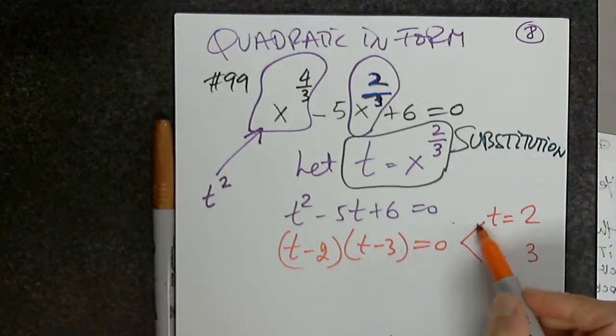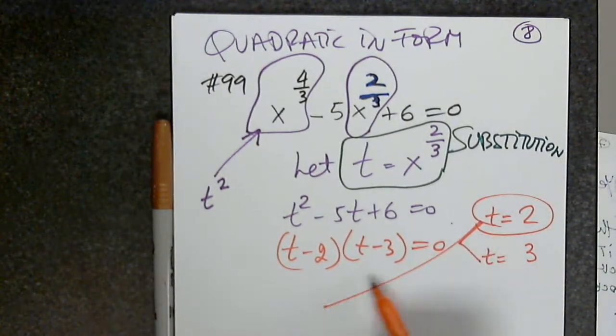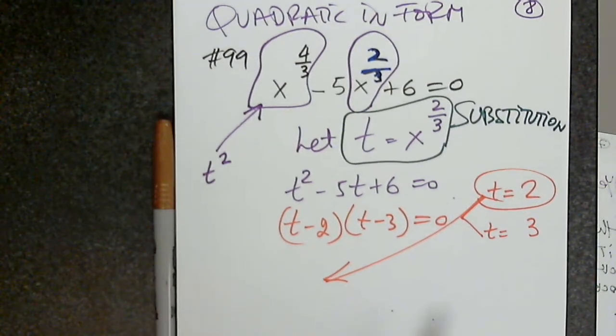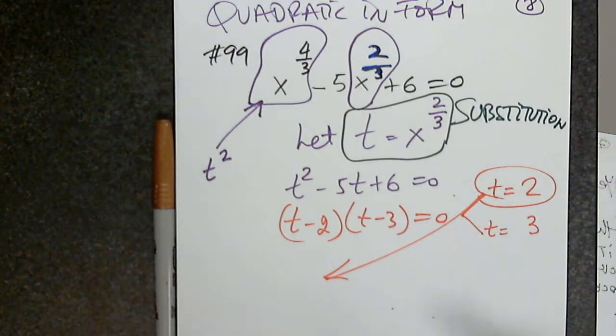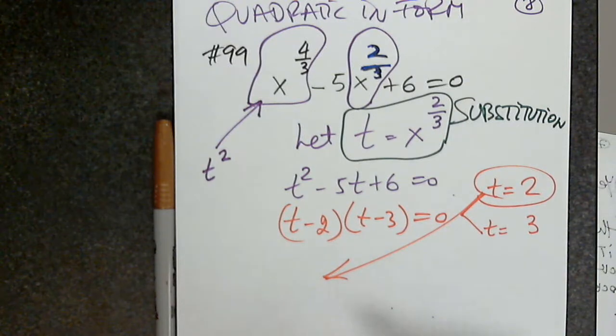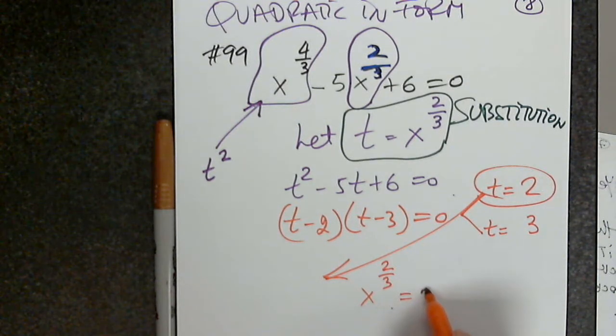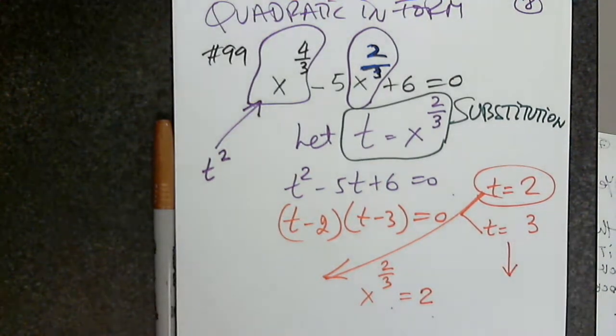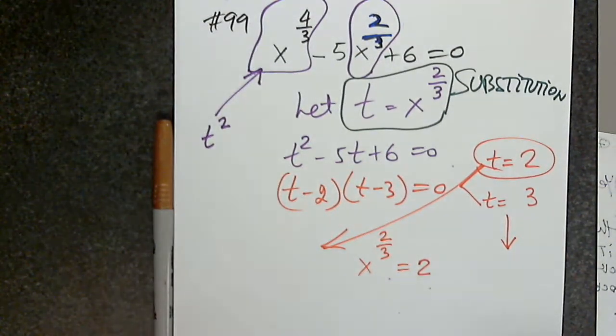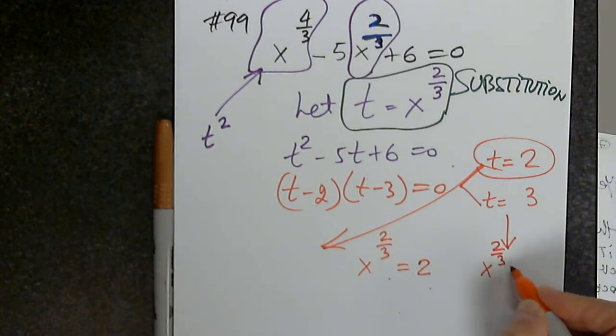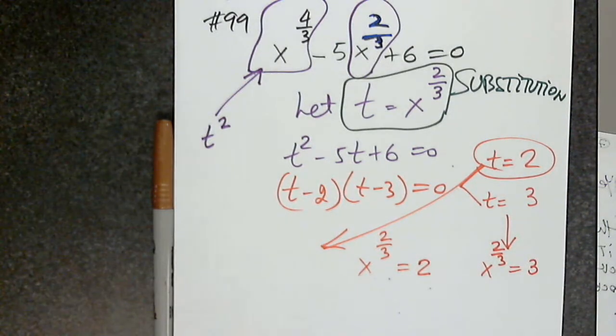What does this equation say? What does it mean? I have to go back to my substitution. What is this equation? Very good. Equals 2. What will this equation be that I have to solve? The same thing. X to 2/3 equals 3. Very good. Perfect. What do I do now to both sides?